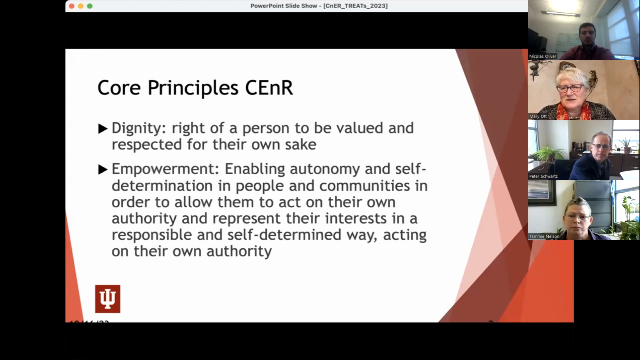And then the other core principle is this idea of empowerment. So enabling autonomy and self-determination in both people and communities, with the purpose of allowing them to act on their own authority and represent their own interests in a responsible and self-determined way. So we want to empower people and we want to treat them with dignity. I focus on these two core principles when I'm working with communities, rather than thinking through autonomy, beneficence, justice, although my equity colleagues say all of these fit under the umbrella of justice.